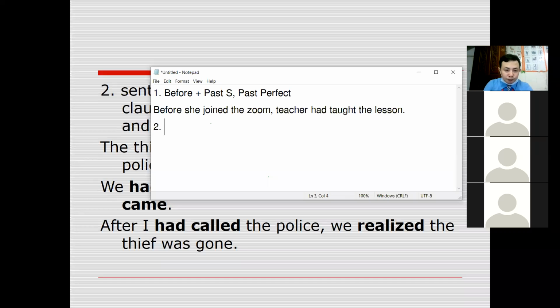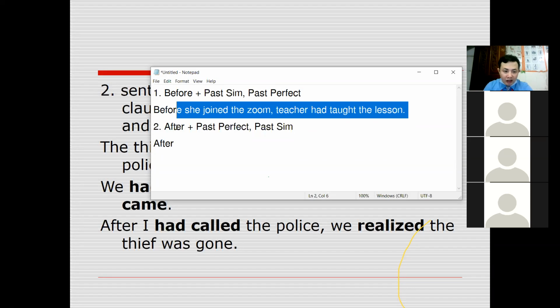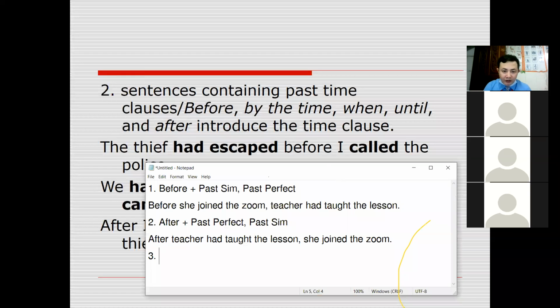And number two, talking about the word after. With the word after plus past perfect, and then past simple. I write it like this, past simple. So for example, that sentence again, I just want to use it with after. So after the teacher had taught the lesson, she joined the Zoom. You see? We do it like that. Number three, talking about the word, what else is here? We have the word by the time, right?